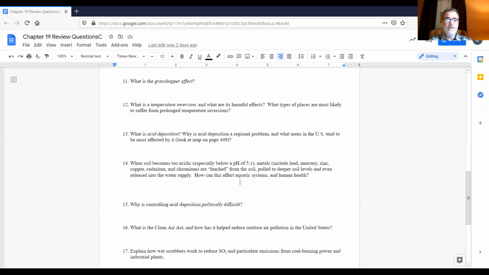Now, to answer this, I first want to ask you this question. If you heat up a balloon, a hot air balloon, what happens to it? It goes up. Hot air is less dense, so it goes up. And what happens to cold air? Cold air is more dense, so it goes down. So we'll start with that to help understand this.